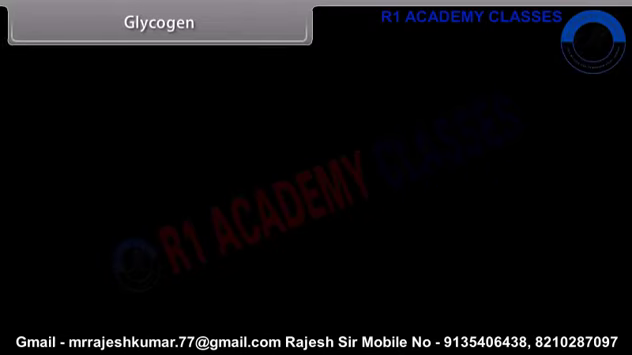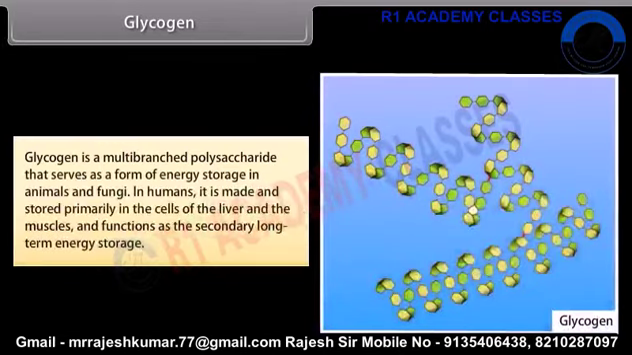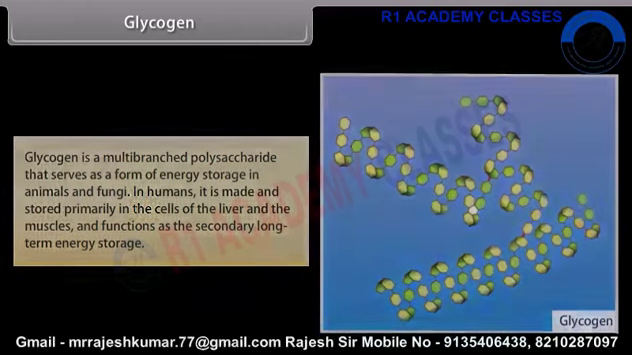Glycogen. Glycogen is a multi-branched polysaccharide that serves as a form of energy storage in animals and fungi. In humans, it is made and stored primarily in the cells of the liver and the muscles, and functions as the secondary long-term energy storage.